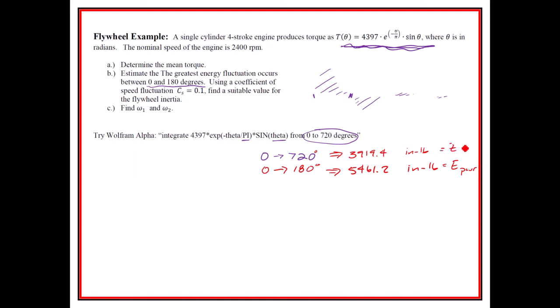And so this is going to be like the E of the power of the thing, and here's the E total. Now, we're going to get what the mean torque is going to be: 3,919.4 divided by our delta theta, which is 4 pi, right? And that ends up being 311.9 inch pounds.